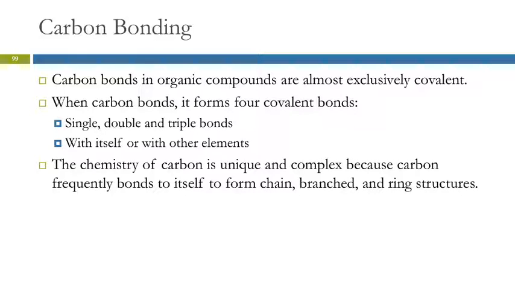Carbon is a nonmetal, and so the bonds in organic compounds between carbon and other elements are almost exclusively covalent. Carbon likes to form four covalent bonds. It could be 4 single bonds, 2 double bonds, a double and 2 singles, any combination to give you four bonds. It can do this with other carbon atoms or with other elements.